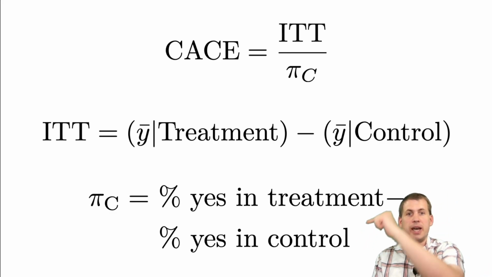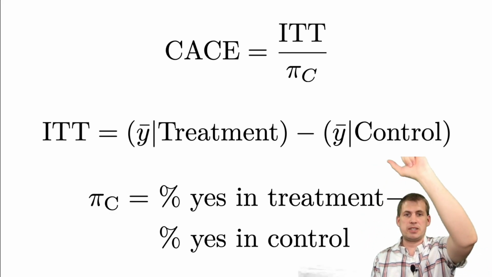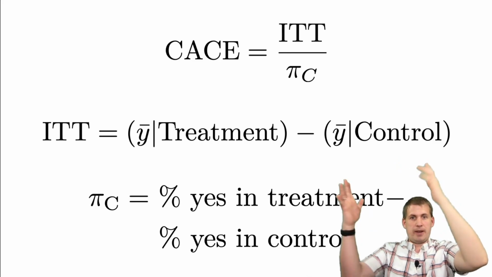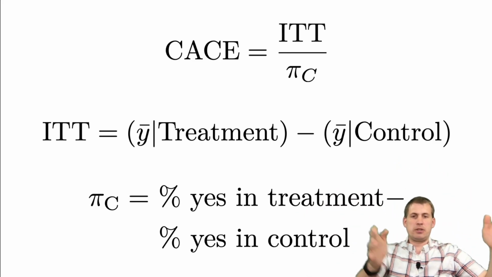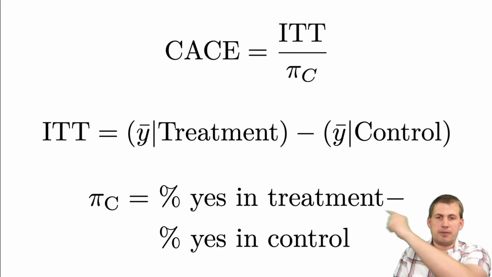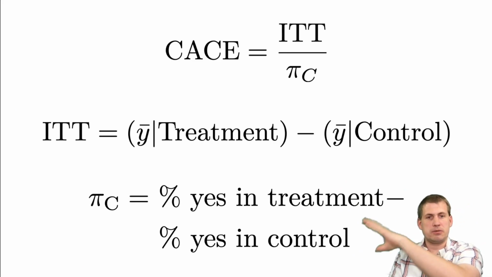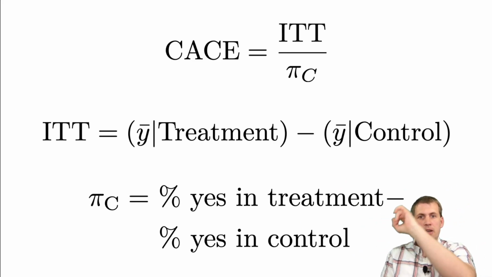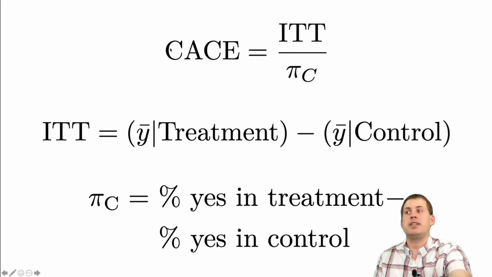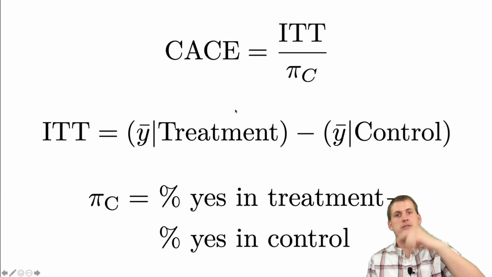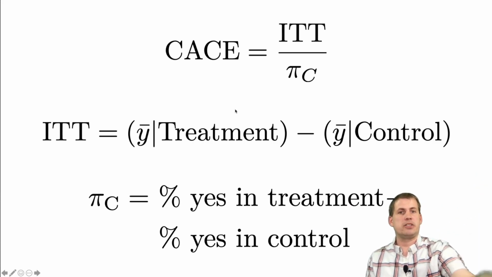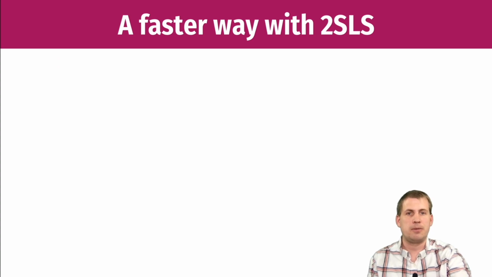So as long as we have both of these, the intent to treat, which is the average of treatment minus the average of control, if we divide that by the proportion of compliers, which we can figure out given our data, then in the end, we can actually calculate the complier average causal effect. We just take intent to treat, divide it by the proportion of compliers, and that is our local average treatment effect, or our complier average causal effect.